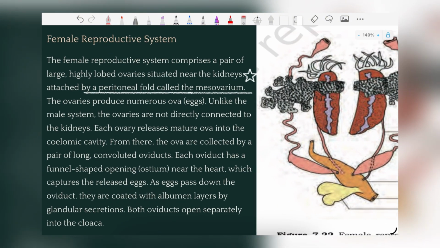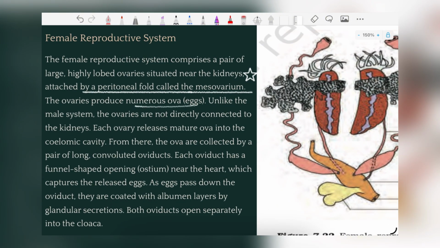The ovaries produce numerous ova. Unlike the male system, the ovaries are not directly connected to the kidneys. Each ovary releases mature ova into the coelomic cavity. From there, the ova are collected by the pair of long convoluted oviducts. Each oviduct has a funnel-shaped opening, the ostium, near the heart, and each captures the released eggs. As eggs pass down the oviduct, they are coated with albumin layers by glandular secretions. Both oviducts open separately into the cloaca.